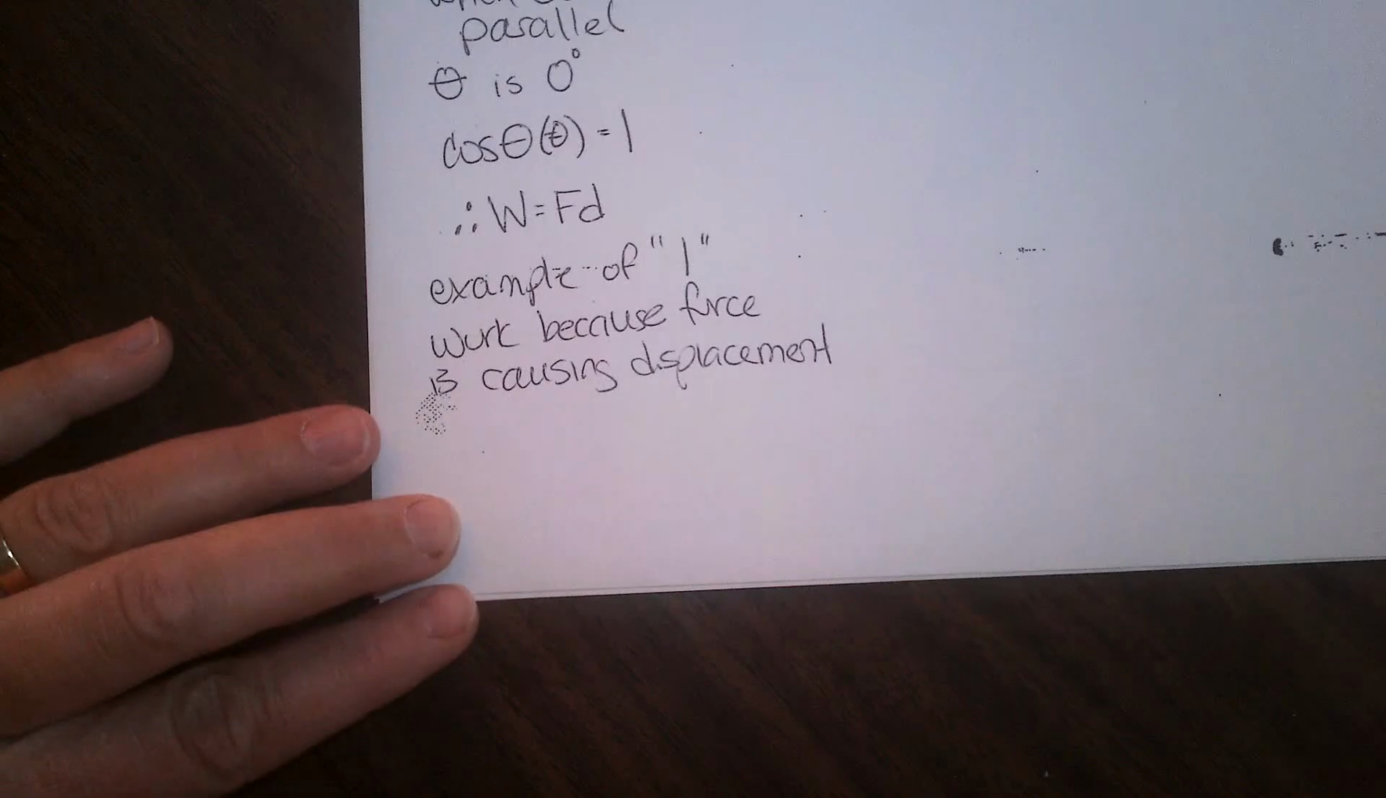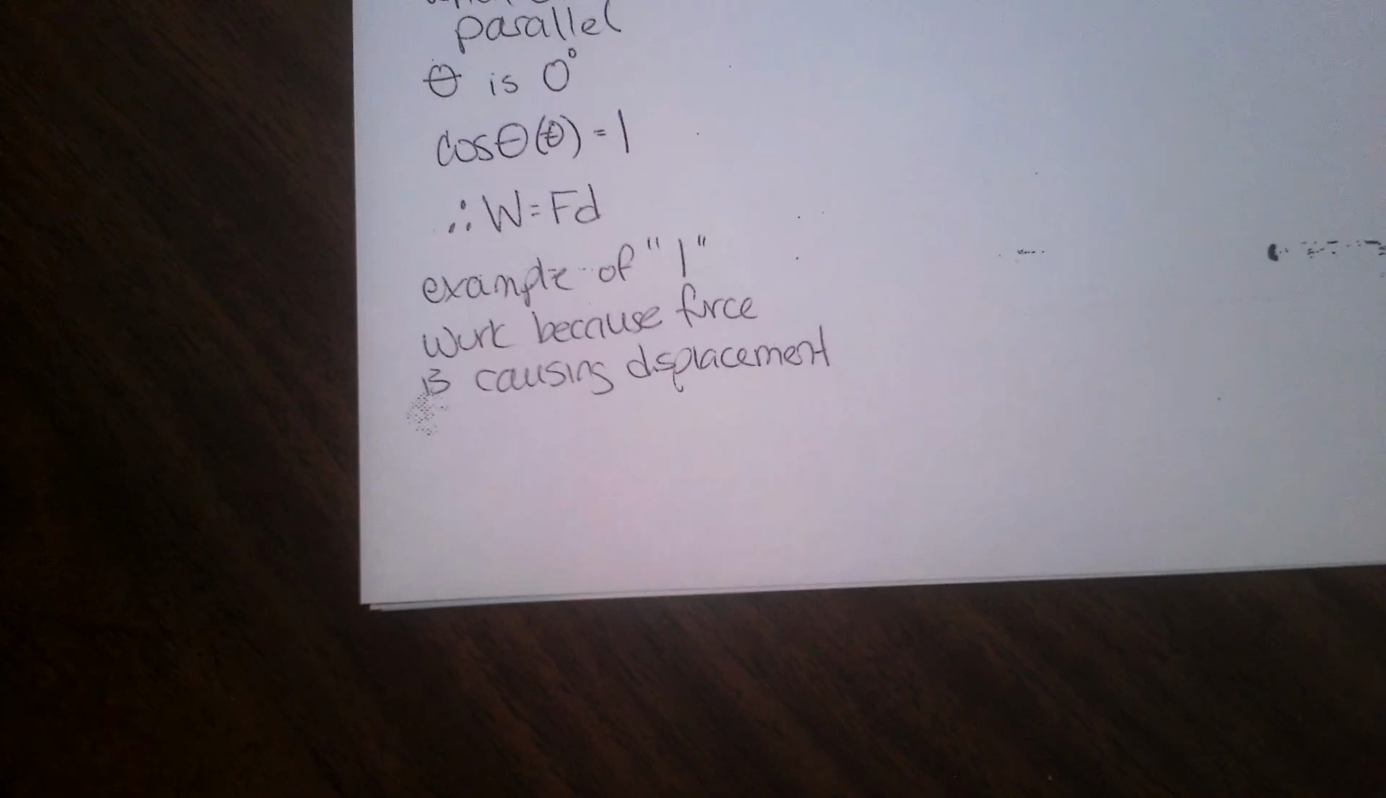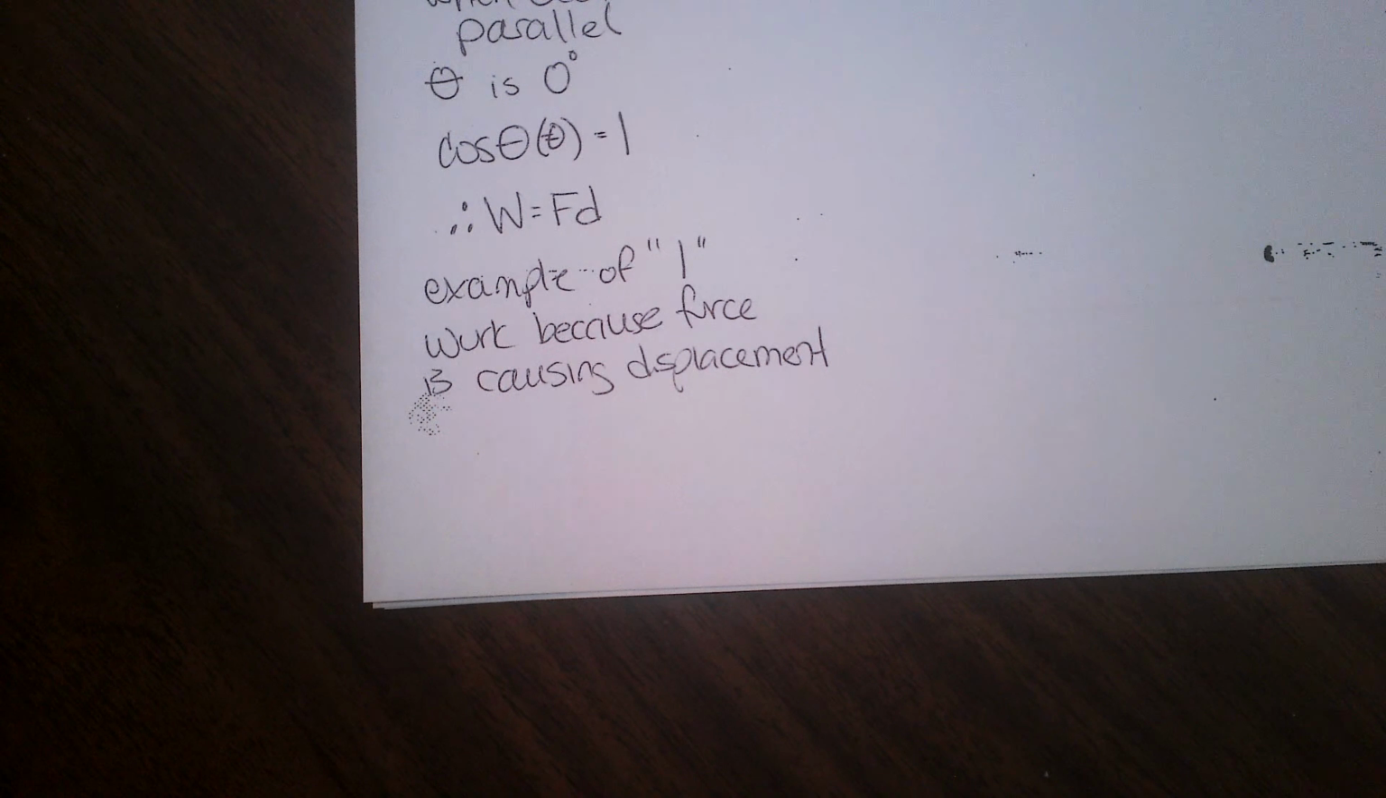Okay. This is an example of one when the object is being moved in one direction and that direction happens to be the same direction of motion. Work is positive because the force is causing displacement. Okay? So if you're moving in the same direction, your cos theta is 1.